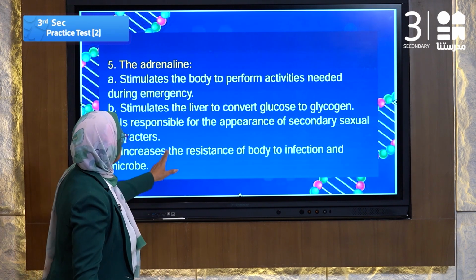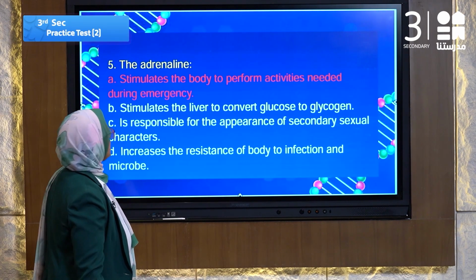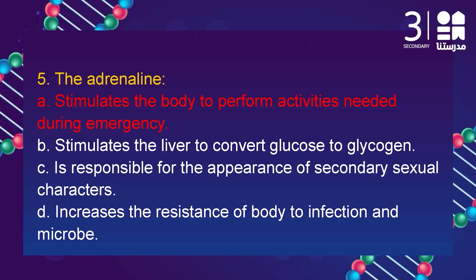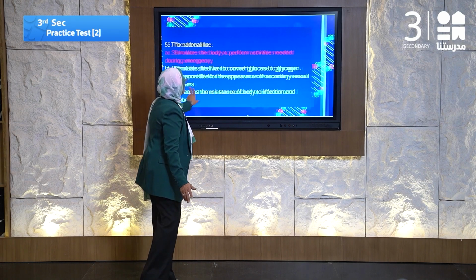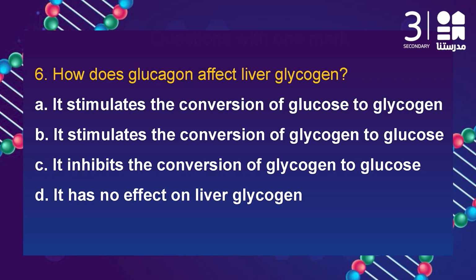Let's answer this question. It must stimulate the activity needed during emergency. Increase the heartbeat, increase the rate of respiration, increase the change of energy from glycogen to glucose to be in an emergency situation. Let's go to 6. Question number 6. How does glucagon affect liver glycogen? What is glucagon?